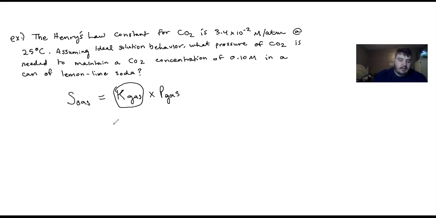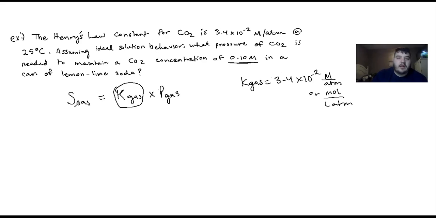So we can say that K gas, which is Henry's law constant, equals 3.4 times 10 to the negative 2. Again, this is molarity per atmosphere, or we can also call this moles per liter times atmosphere, or moles per liter over atmosphere in the denominator. So now, what else do we have here? We also have a concentration of 0.1 molarity.